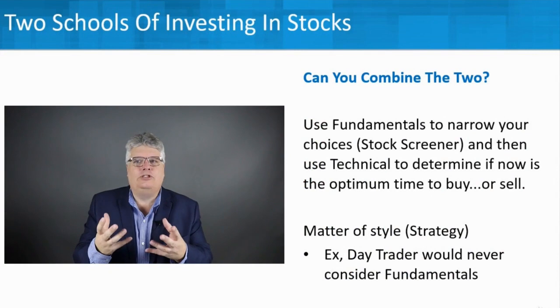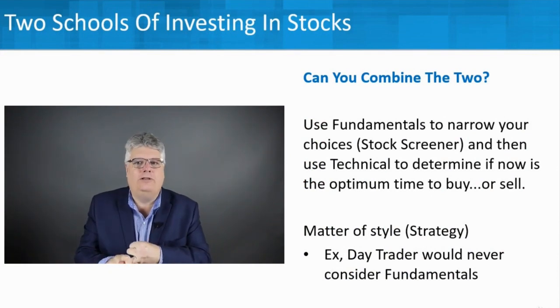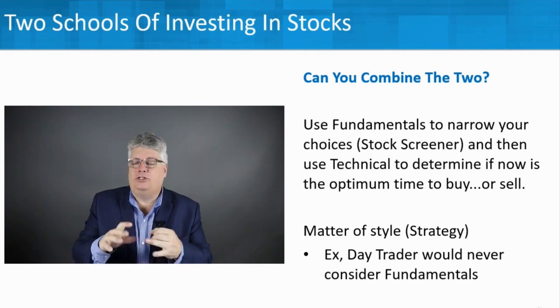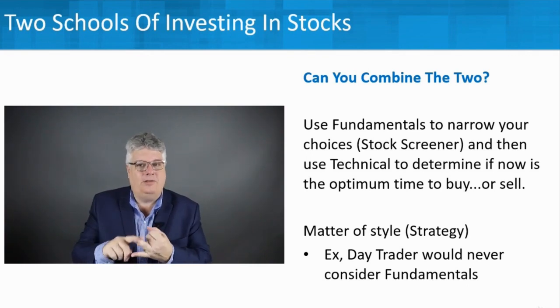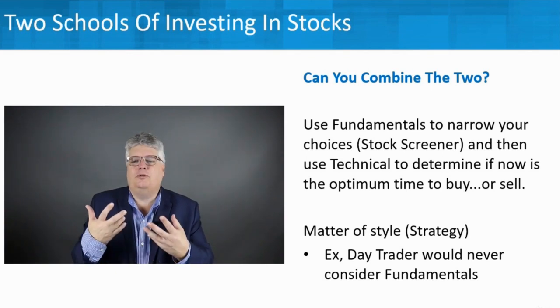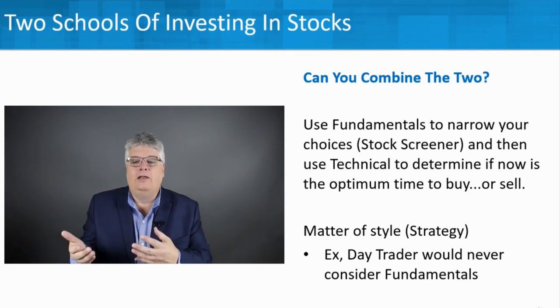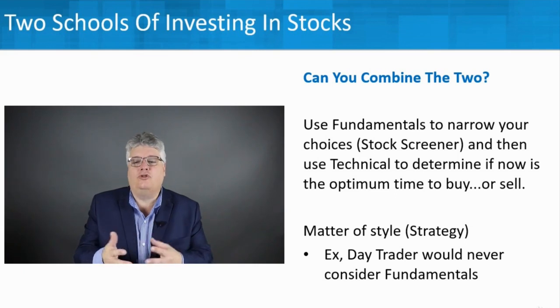Or they narrow their universe down by, I'm looking at growth stocks, or I'm looking at stocks in the electric vehicle sector only, because I believe in that sector, that's more of a feeling or a belief. I believe in the sector of electric vehicles. And then they'll use technical type information to determine if now is the optimum time to buy or maybe when to sell. So it's really a matter of a style and strategy too, and also what type of investor or trader you want to be.